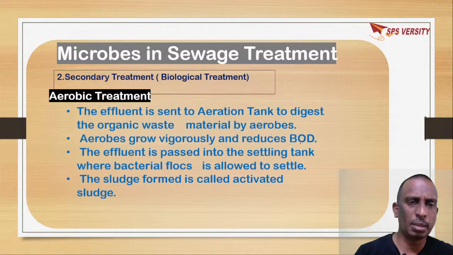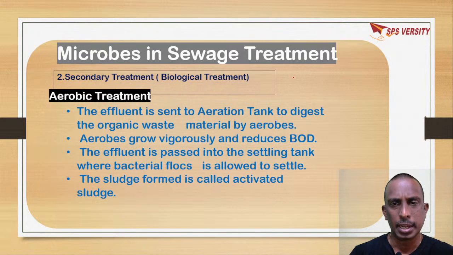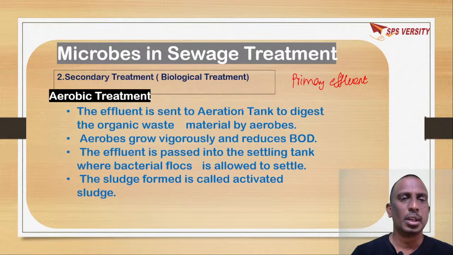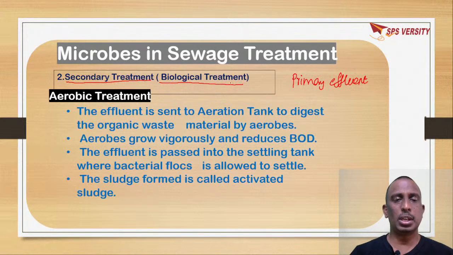Whatever effluent comes from primary treatment is called primary effluent. This primary effluent is sent to secondary treatment, which is completely a biological process. Biological process means where microorganisms are used. In this, the primary effluent is first sent to the aeration tank.